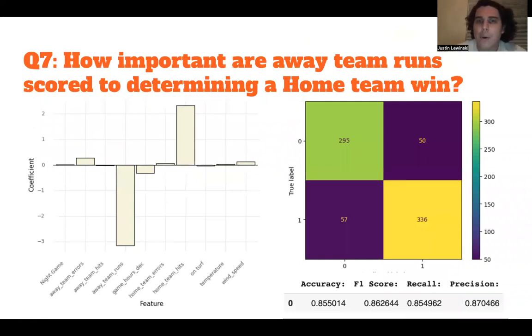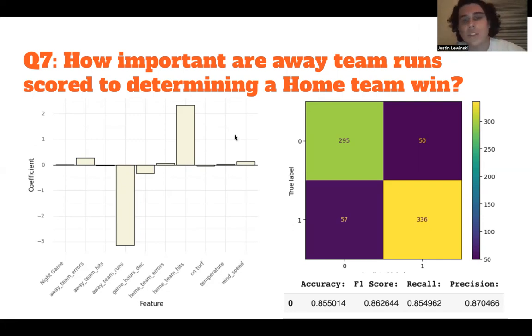Question 7, how important are away team runs scored to determine a home team win? Essentially, every time the away team scores a run, how is that changing the home team winning? So we're redoing that logistic model we did earlier, but this time we're adding away team runs. You'd expect it to improve, and it does. Away team runs immediately becomes the most important variable in finding home team win. Our model improves by about 7% from our old logistic regression projecting home team win, which is great. Your true positive and true negative rates all improve.